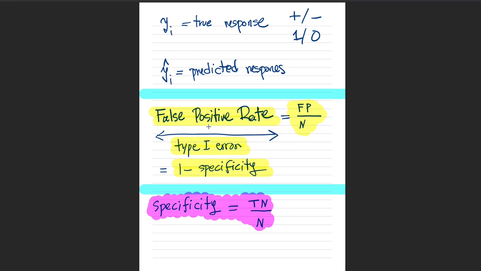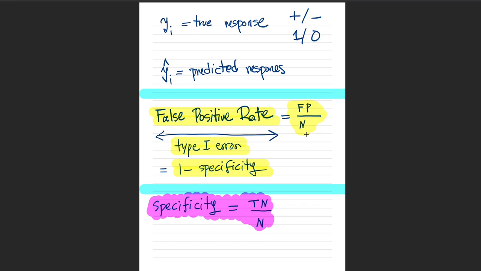Now, one measure is a false positive rate, which is also known as a type 1 error, and it's 1 minus the specificity. So what is a false positive rate? It's the number of false positives divided by the negatives. So what is a false positive? A false positive is when y hat is positive, when yi is negative, or when yi hat is 1, when yi is truly 0. That's a false positive.